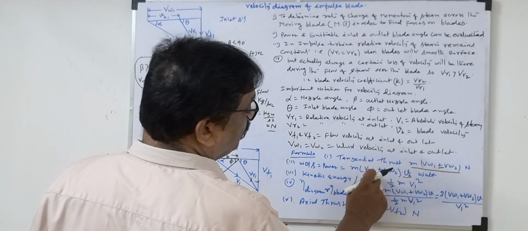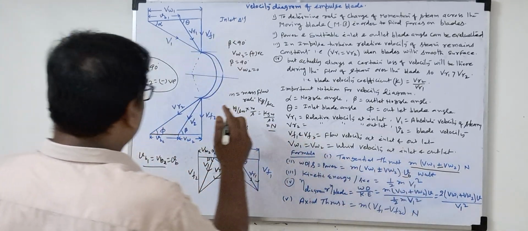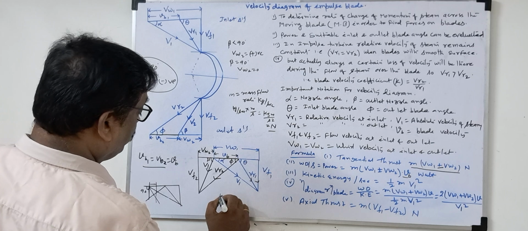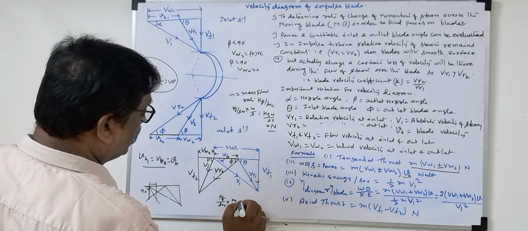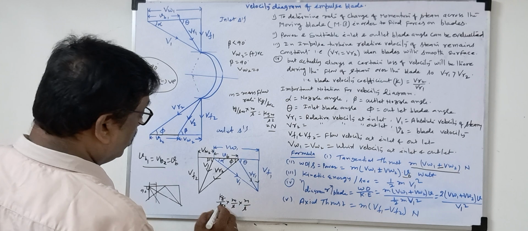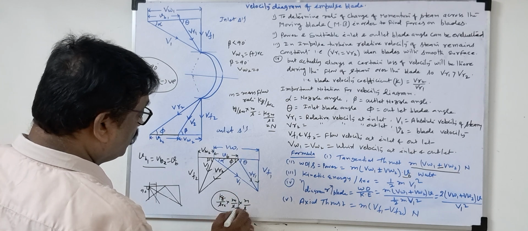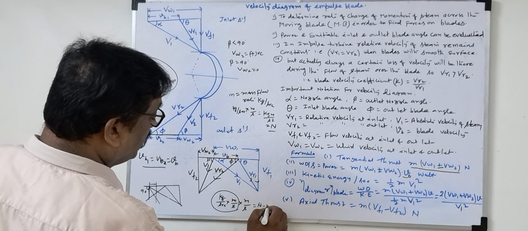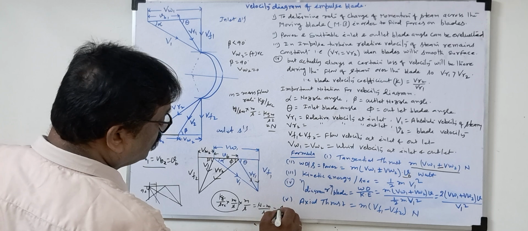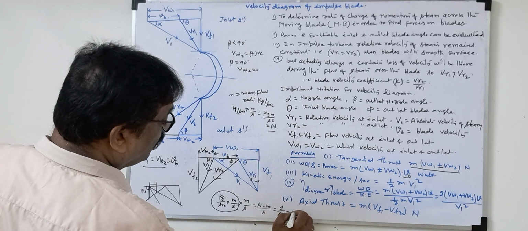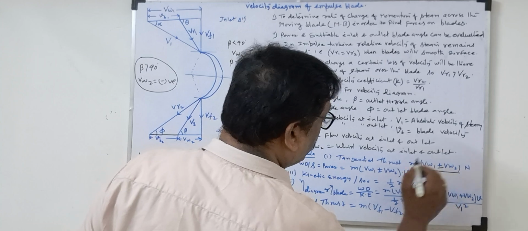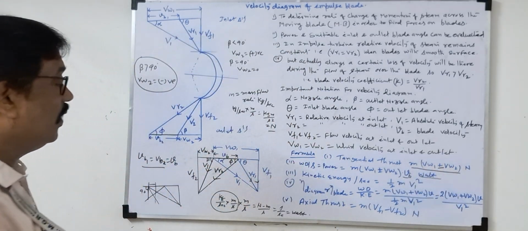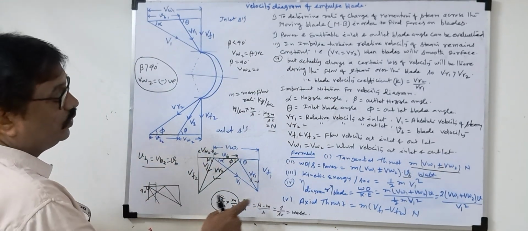Kg per second, meter per second, and meter per second. So what will come here? See here, kg per second, then velocity meter per second, blade velocity meter per second. Kg meter per second square is known as Newton. Newton meter means joule, so joule per second is nothing but watt. So what is the unit here? Watt. So the power unit will be the watt.